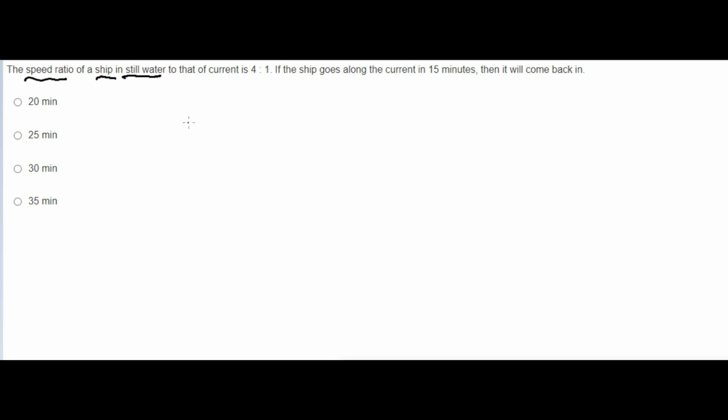So automatically the water will be flowing at some speed, is it right? Sometimes the water flow will be very high, and that is represented by the water current. The ratio is 4 is to 1. Ship speed is 4 and the water speed is 1.